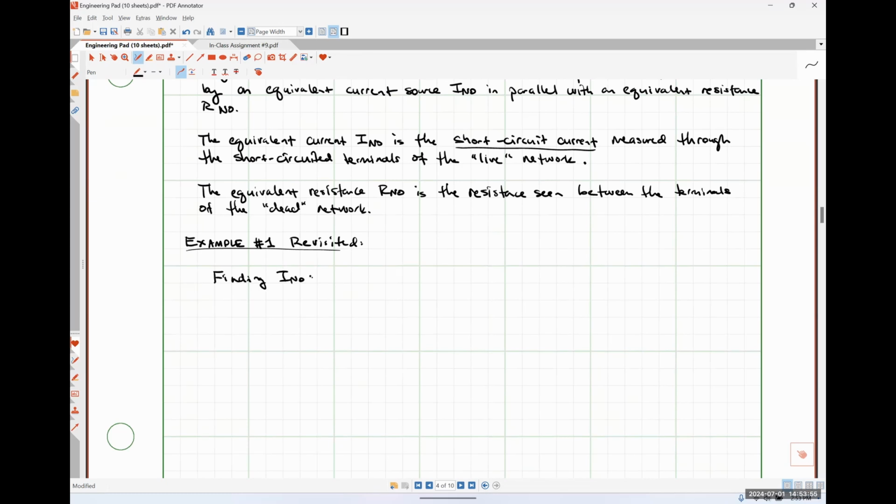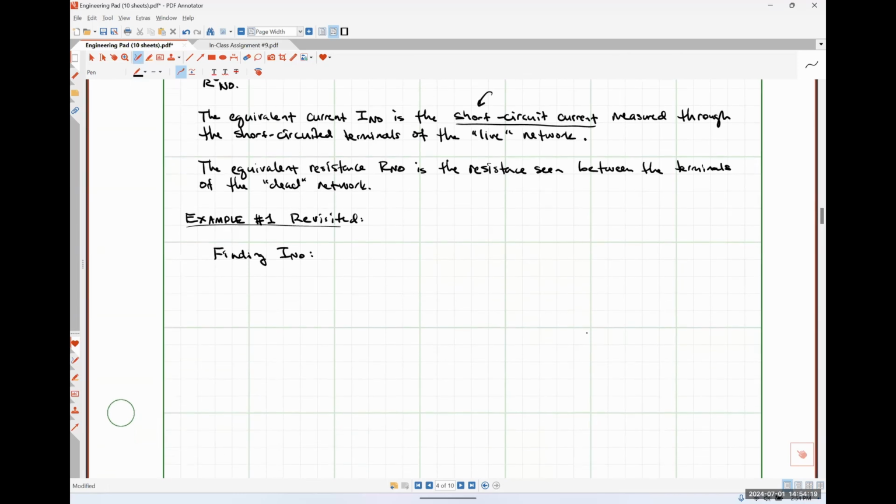Let's talk specifically about how we're going to find I Norton. Okay. So when we were finding the Thevenin equivalent, we replaced the 1 ohm resistor with an open circuit. Now we're told very specifically that we should replace the 1 ohm resistor with a short circuit. And then our goal is to simply find the current that's flowing through that short circuit.